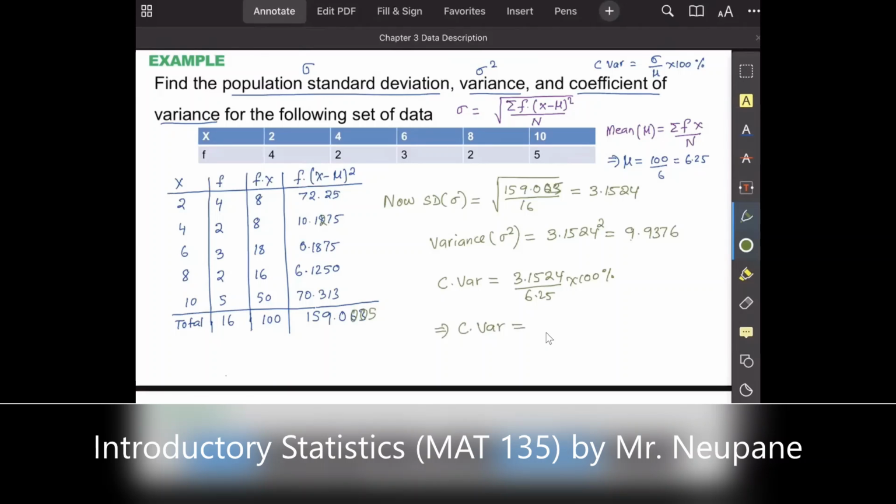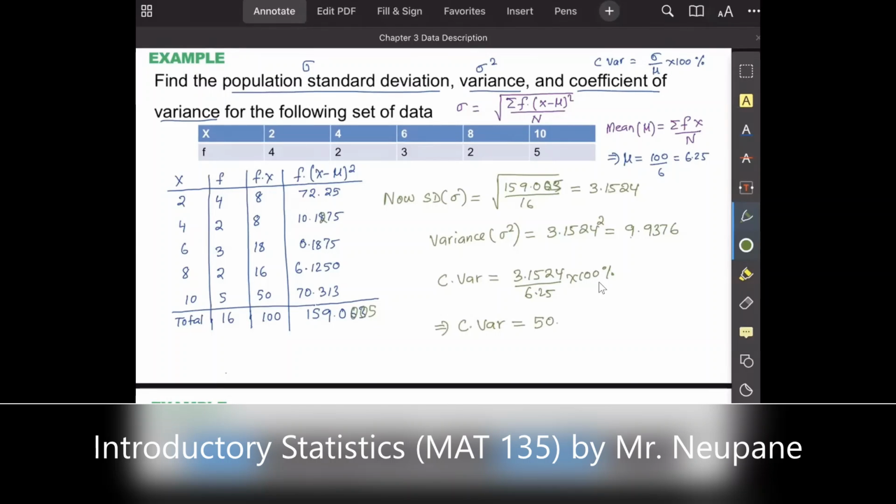So the coefficient of variance is, now divide this and multiply by 100. 3.1524, divide that by 6.25, which is the mean, and multiply that answer by 100 to get it in percentage. I got 50.4384%. Is that what you get? Yes. That is the coefficient of variance. This is your variance, and that is the standard deviation. So we were able to calculate the standard deviation for 2 problems.